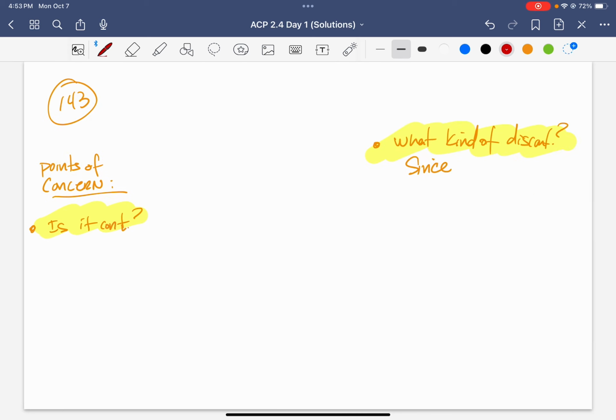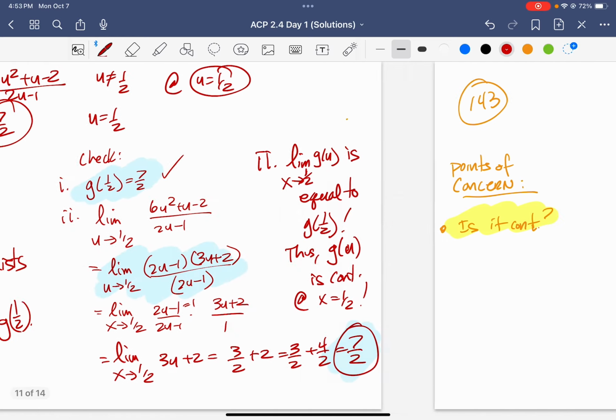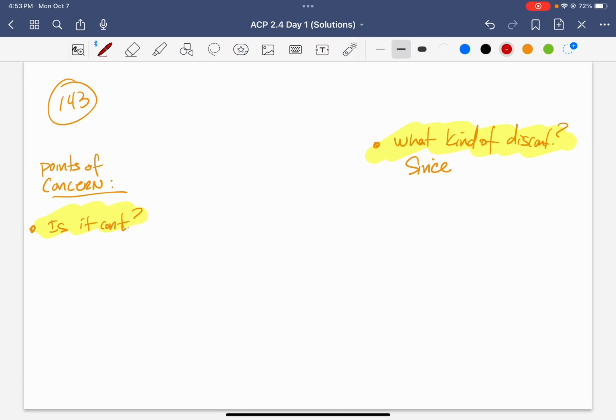143. Is this the last one? Almost. 143, 145, 147. What was 143? 143 is f of x is equal to x squared minus e to the x minus 1. It's this if x is less than 0. It's this if x is greater than or equal to 0. And they want to check at x is equal to 0.